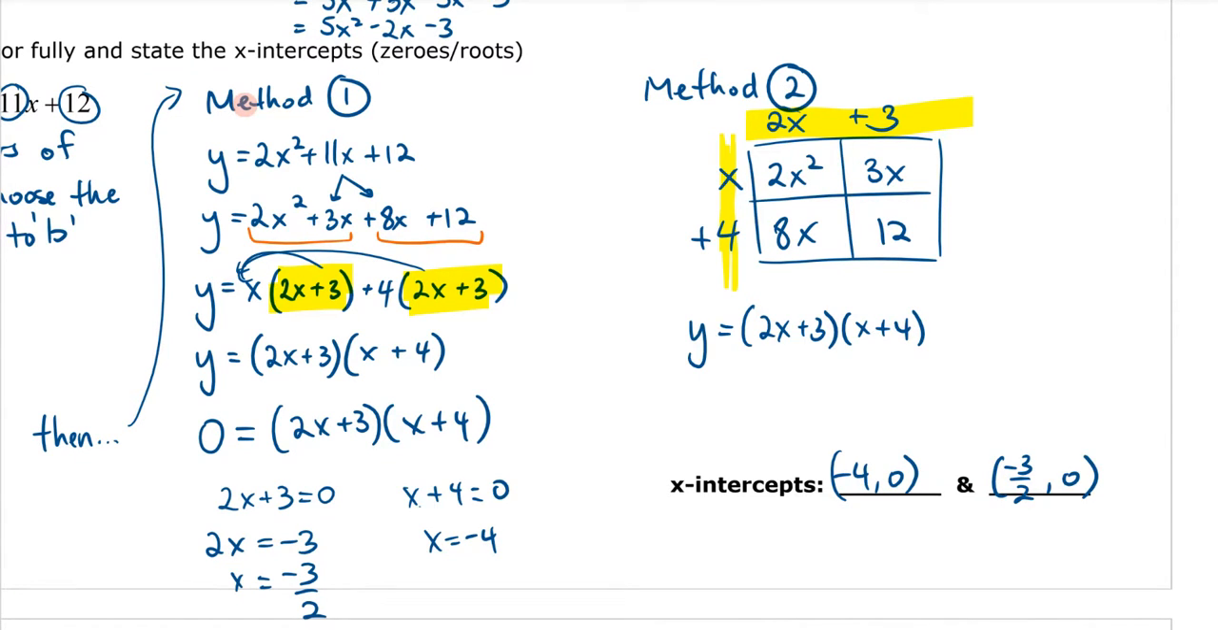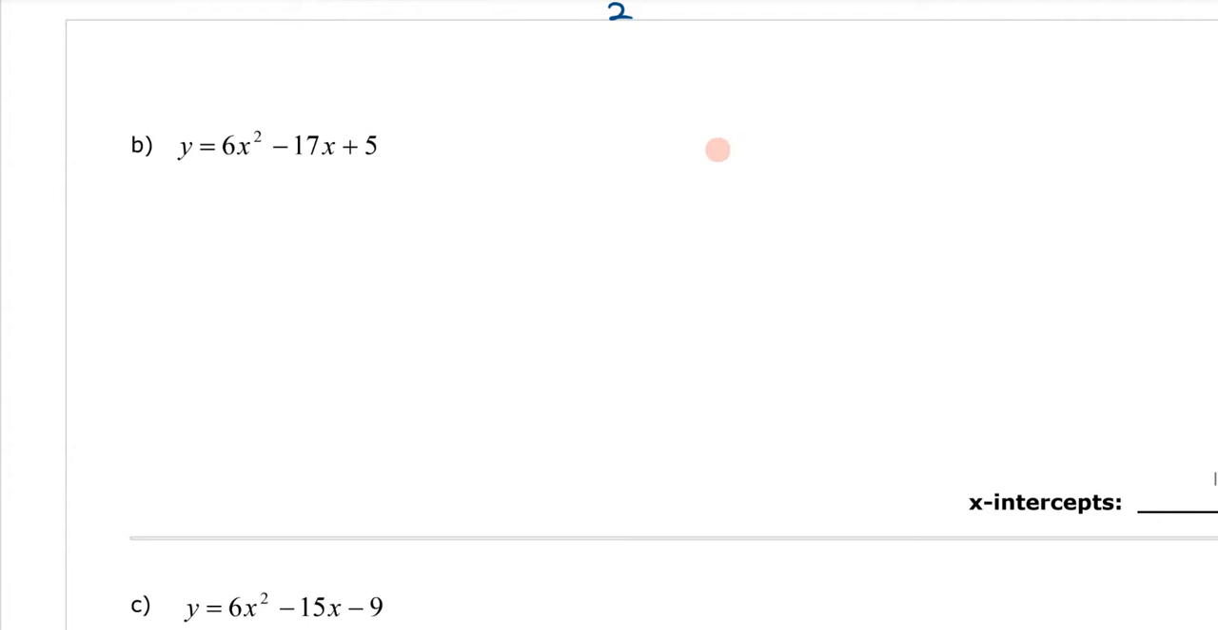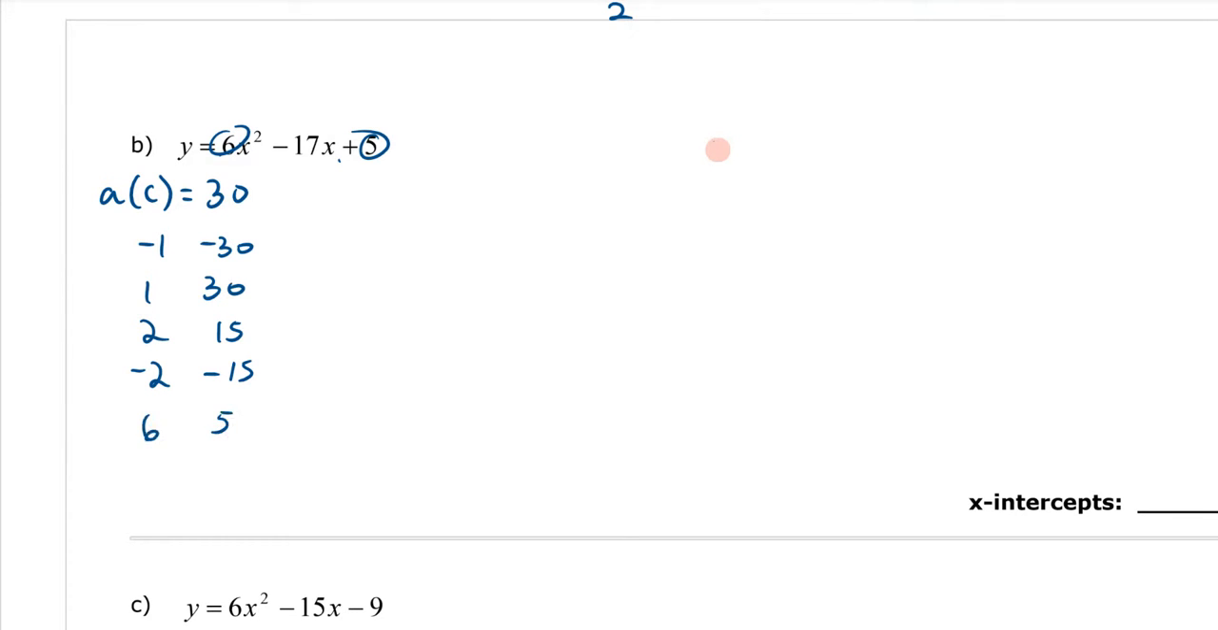Okay, let's try another example. 6x squared minus 17x plus 5. So what's a times c? Well, a times c is equal to 30, because 6 times 5 is 30. What are my factors of 30? Well, I have negative 1 and negative 30. I have 1 and 30. I have 2 and 15, and negative 2 and negative 15. And what else? We have 6 times 5, right? You can do that too, but you can go further as much as you want. But if you find the answer, and you already see that if I want the middle term of negative 17, I got to have negative 2 and negative 15 added together to give me that answer.